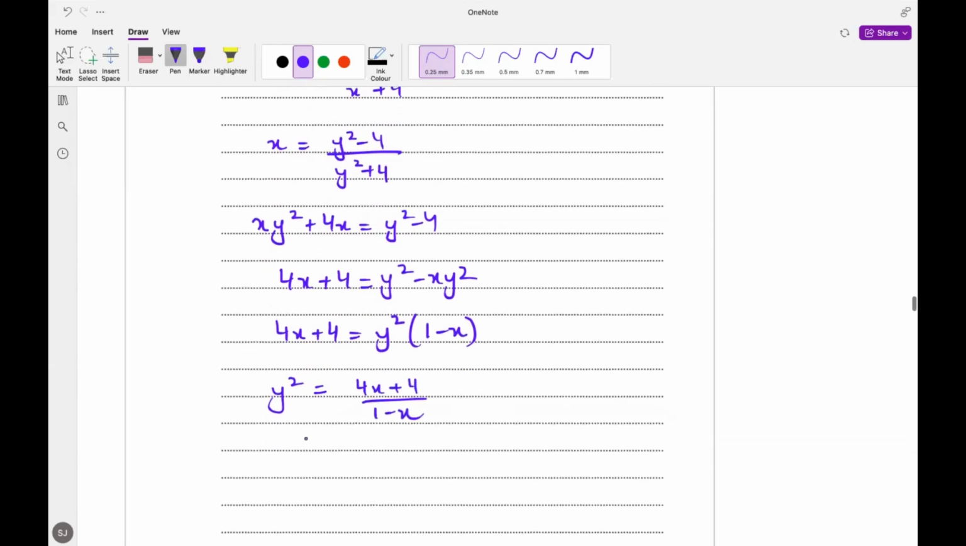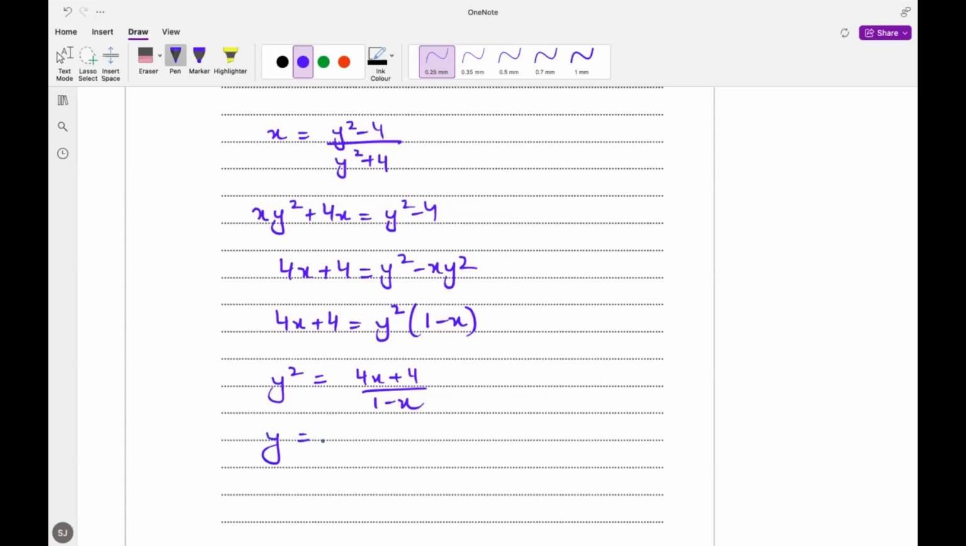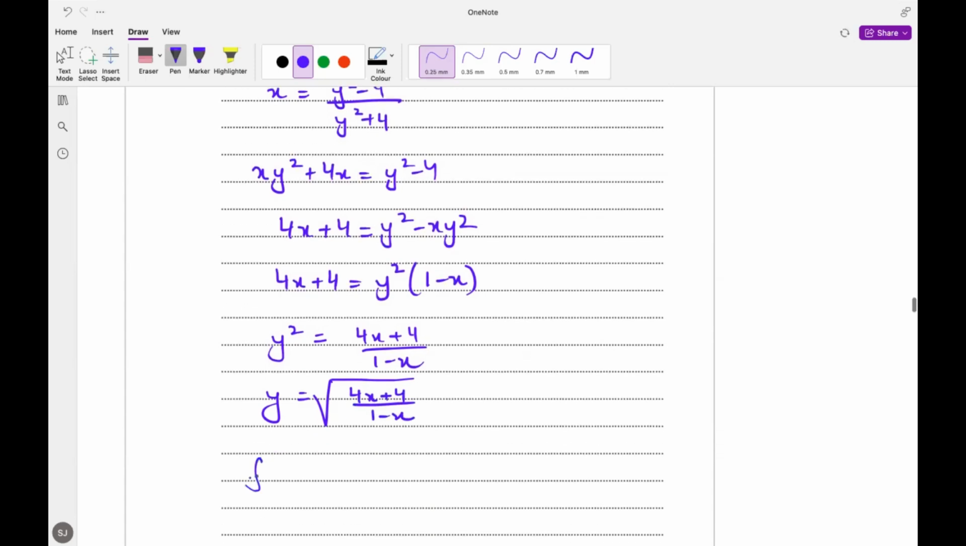To make y the subject, we'll take the square root on both the sides. So y will be equal to the square root of 4x plus 4 upon 1 minus x. We can finally write this as f inverse of x equals square root of 4x plus 4 upon 1 minus x.